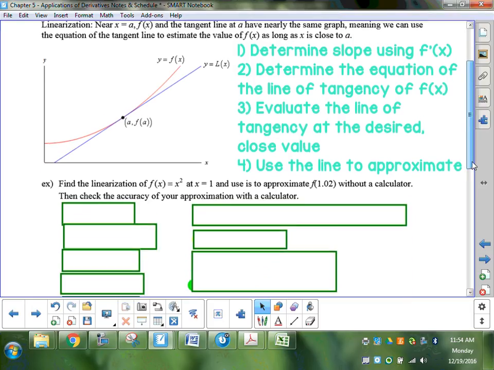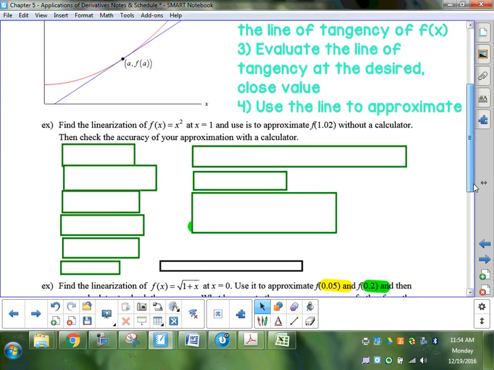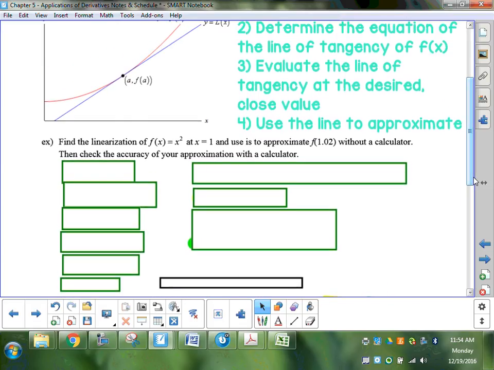With that in mind, let's answer our first question. Find the linearization at 1, meaning what's the line of tangency to it at 1. Then we're going to use that line of tangency to approximate the function value at 1.02 without a calculator. Then we'll check to see how far off we are with the calculator. But I'm going to guess it's pretty darn close.